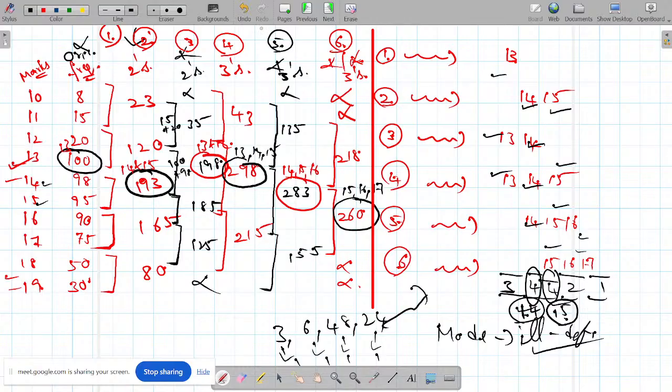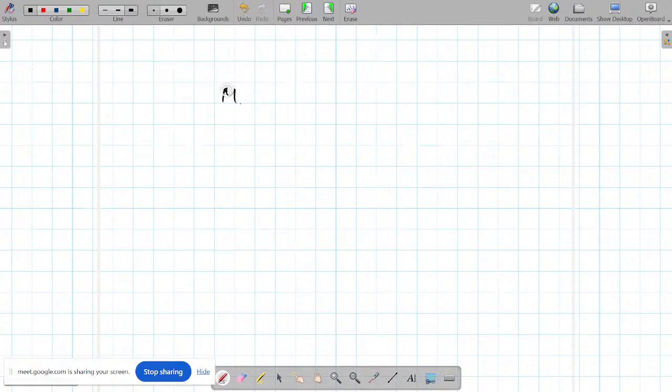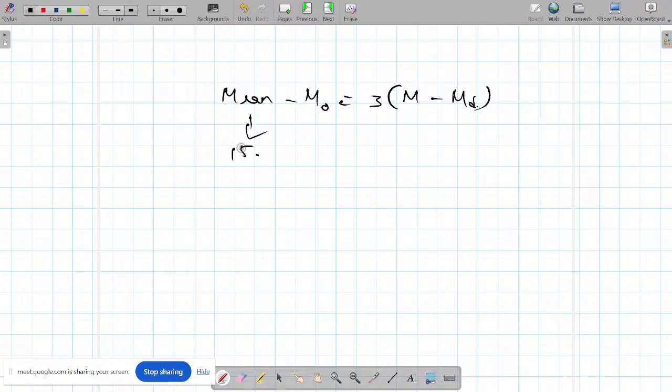Using the empirical relationship method, get me the value. Mean minus mode is equal to 3 times of mean minus median. Mean, I remember 15, I don't know the exact value. Mean is arithmetic mean only. Make it for 2 decimals. Okay. Minus 3 times of 15.09 minus median. Median is 15, right? Yes. Get me the value.